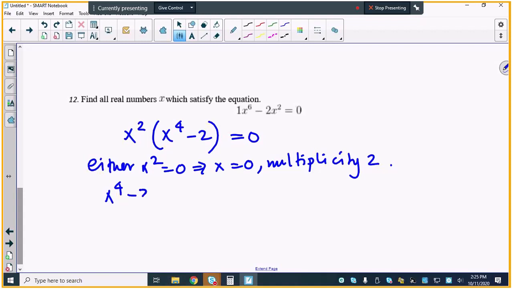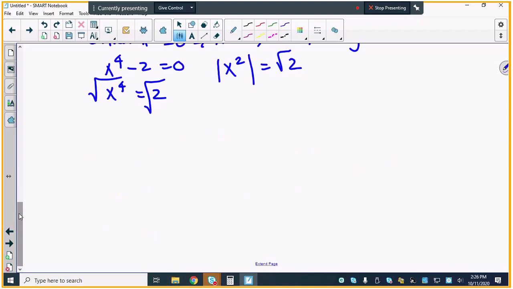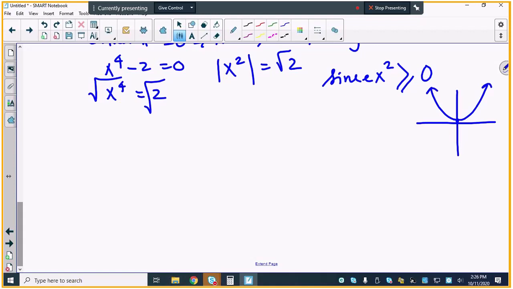The next solution is x to the power 4 minus 2 equal to 0. So I can say x to the power 4 is equal to 2. Take the square roots. So I get the absolute value of x squared is equal to square root of 2. But I want to solve it for x. Remember one thing, x squared is always greater than or equal to 0. Think about the graph. It's a non-negative quantity all the time. So I can remove the absolute value. That means x squared is equal to square root of 2.